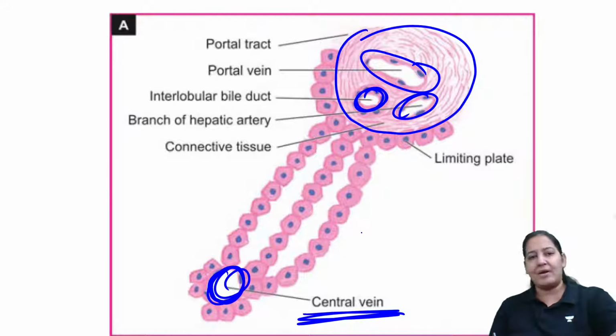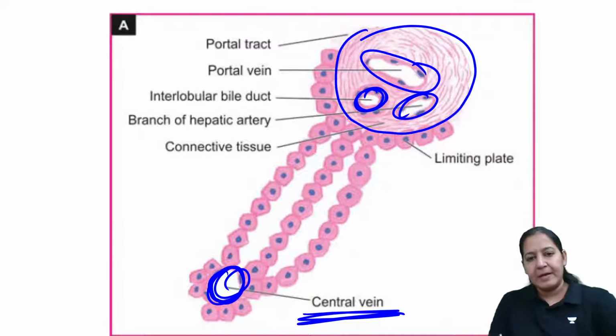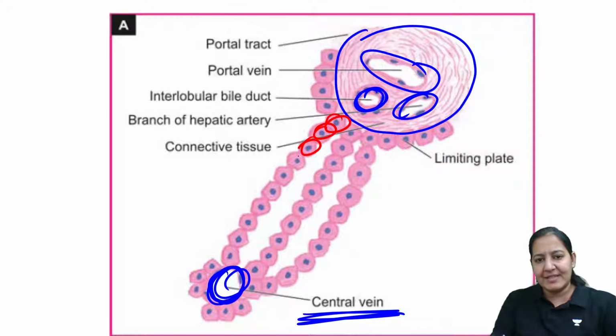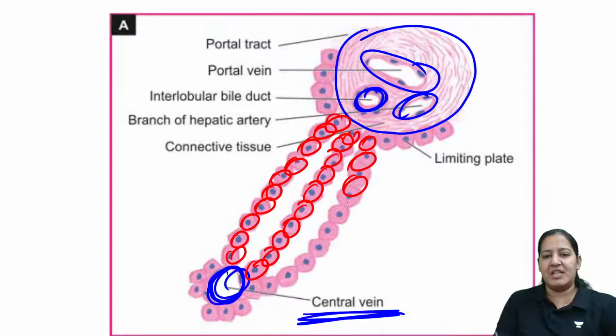See the background. The background has small connective tissue. You can see the cords of hepatocytes connecting them. So that is the cord of hepatocytes connecting the central vein with the portal triad. These are the cords of hepatocytes you can appreciate here.